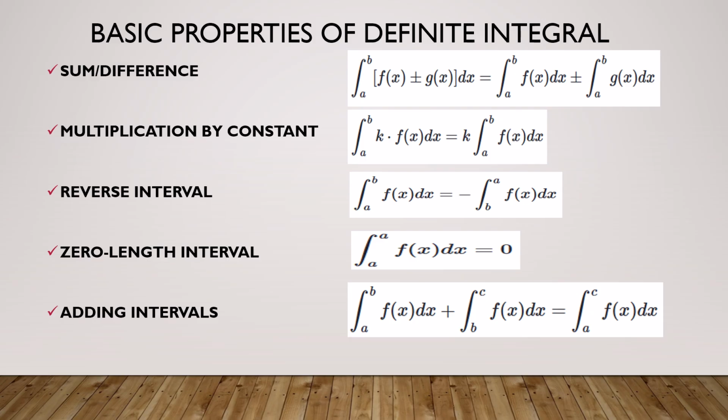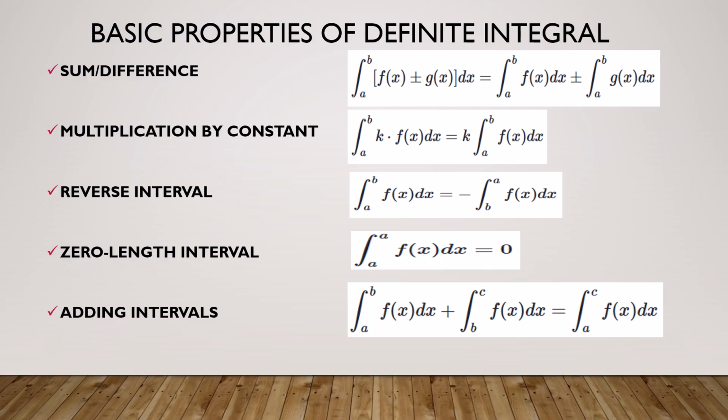Integral of the first function plus or minus the integral of the second function. In the same way, for multiplication by a constant, you can take the constant outside. Reverse integral means if you have integral a to b f(x) dx, that is the same as minus of integral b to a. Means when you reverse the limits, you have to put the negative sign. It will be negative of the original integral.